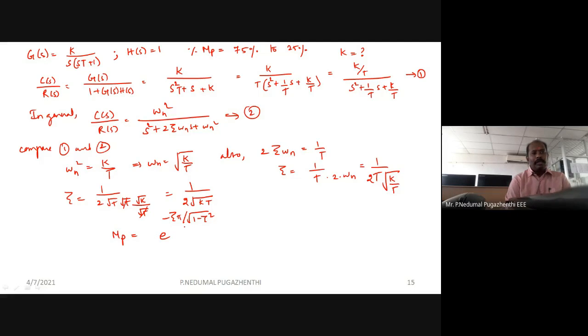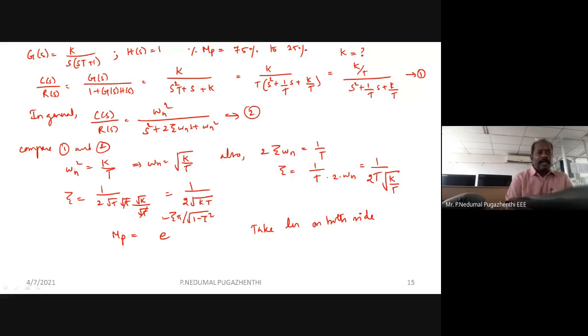Now let me find the relation first. I will take natural logarithm, ln, on both sides, because I have an e power term. I have to eliminate that and try to find the relation between peak overshoot and zeta. So I take natural logarithm on both sides. So ln of maximum peak overshoot is equal to ln of e power minus zeta pi by square root of 1 minus zeta squared. This exponential gets cancelled, and I will get minus zeta pi by square root of 1 minus zeta squared.